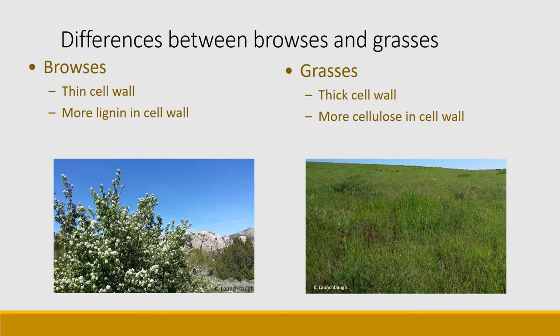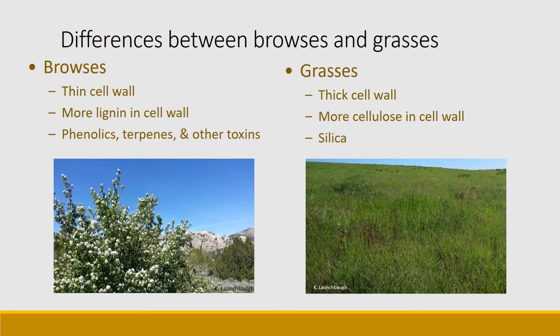Right, but in browses, they put a lot of structural energy into the stems, whereas in grasses, the difference between, say, a stem and a leaf is not as different as in the forbs. The forbs have very nice leaves and stronger stems, so a lot of that lignin is in the stem. Yeah, that's exactly right.